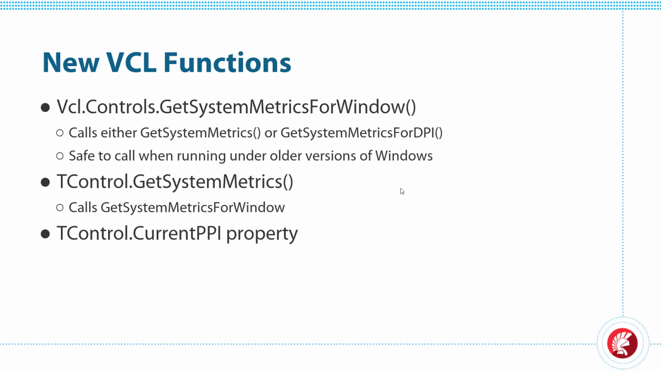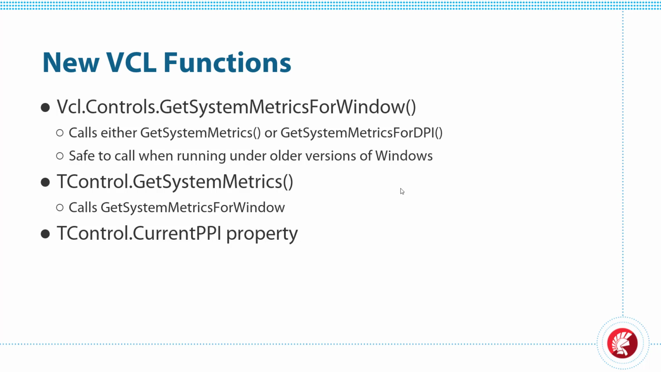You may already be taking advantage of or handling DPI changes. In that case, you can simply change the unit scoping for GetSystemMetrics to be the WinAPI.Windows GetSystemMetrics, and it will call the old API function. So that's up to you.